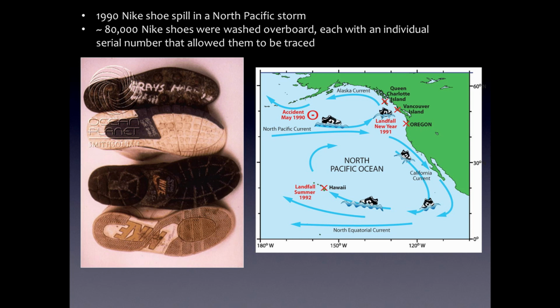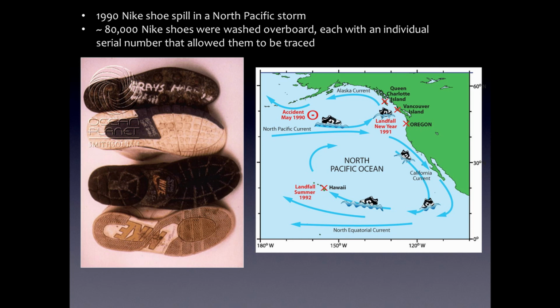As these shoes started to wash up on shore, oceanographers were able to ask, okay, what is the serial number? They knew what serial numbers had been lost and were able to say, okay, this shoe came from this accident, this location. We see it here. And once again, it showed how ocean currents carry material, carry water itself, or move water itself throughout the oceans.